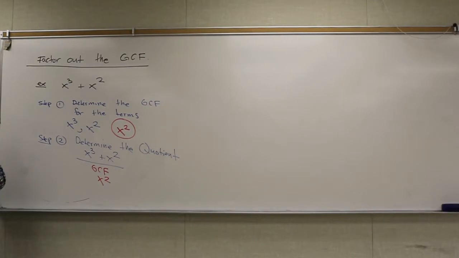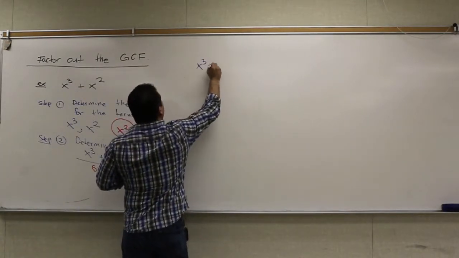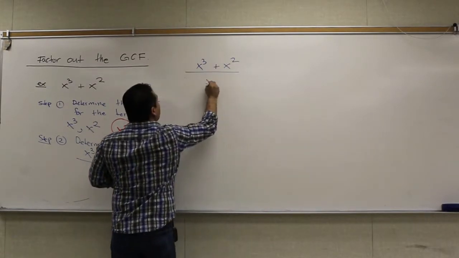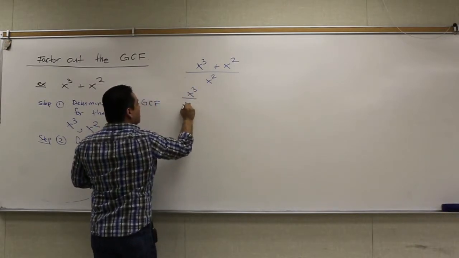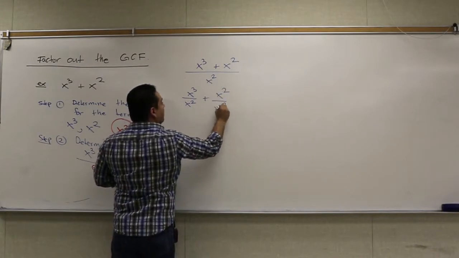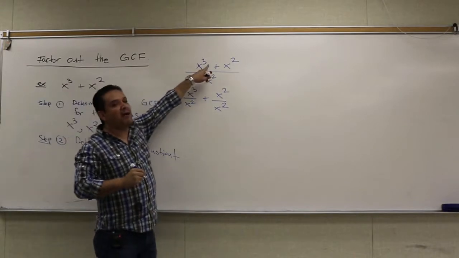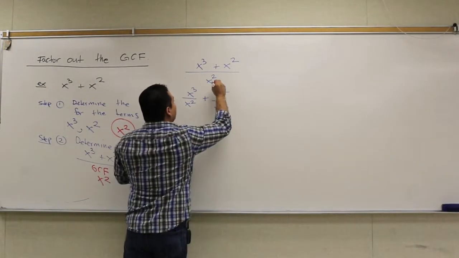This gives you what we call the quotient, because when you divide and get an answer, it's called the quotient. So now you have x cubed plus x squared over x squared. And then you get x cubed over x squared plus x squared over x squared. We're finding the quotient. This is your original problem you had to factor, the greatest common factor. Don't forget that.